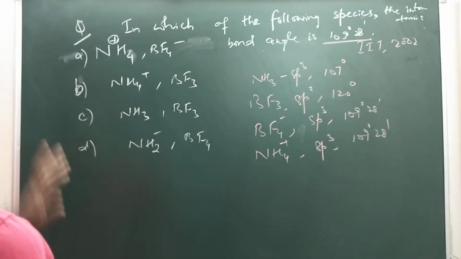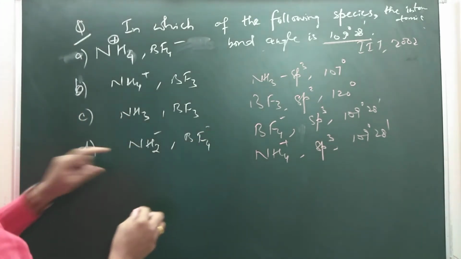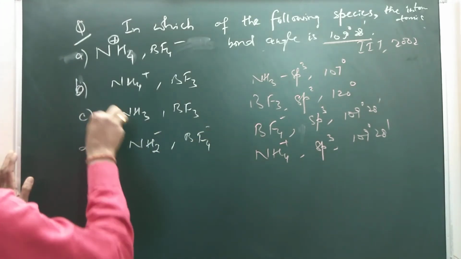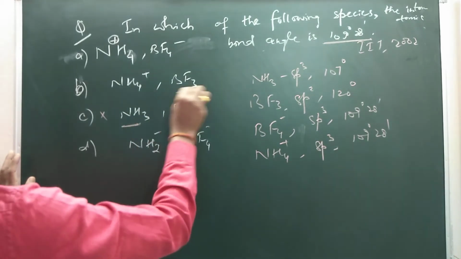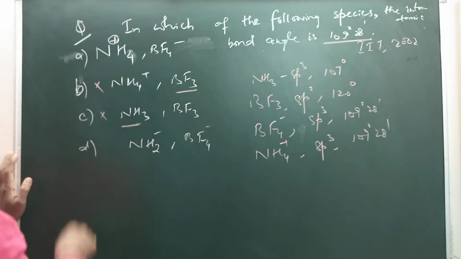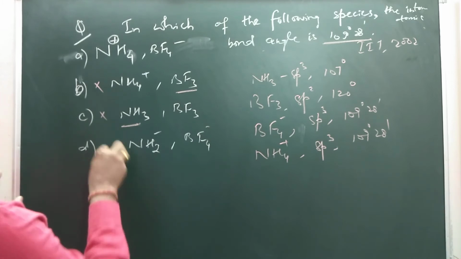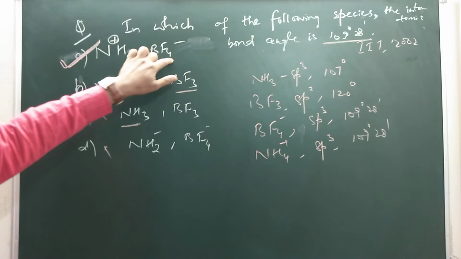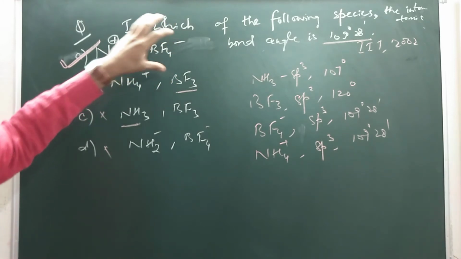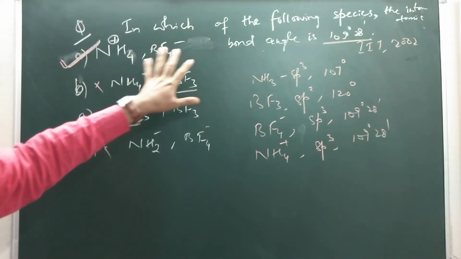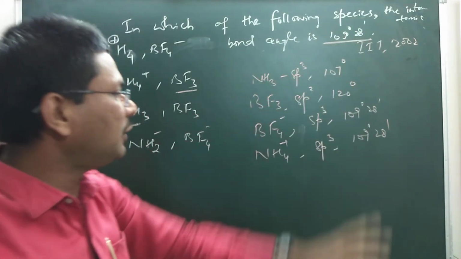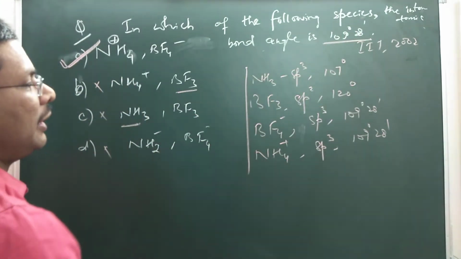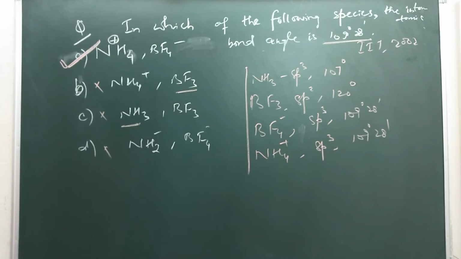So based on this, how will you solve? This is ruled out because in ammonia it is 107. This is ruled out, 120 is there. So these two are ruled out. Now coming to here, this is also ruled out. So your answer is A. Your answer is the ammonium ion and boron tetrafluoride, these two, where the bond angle is 109 degree 28 minutes. So keep this in mind and you will be able to solve this question.